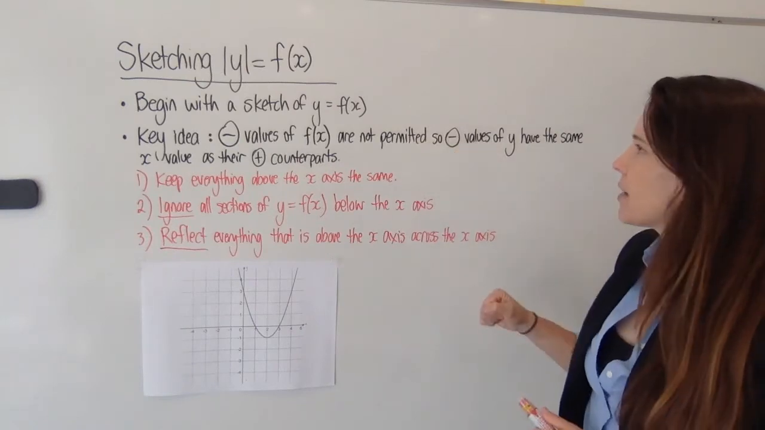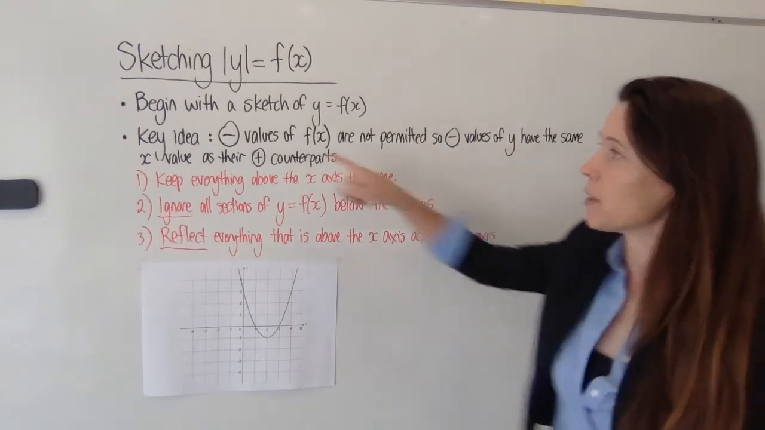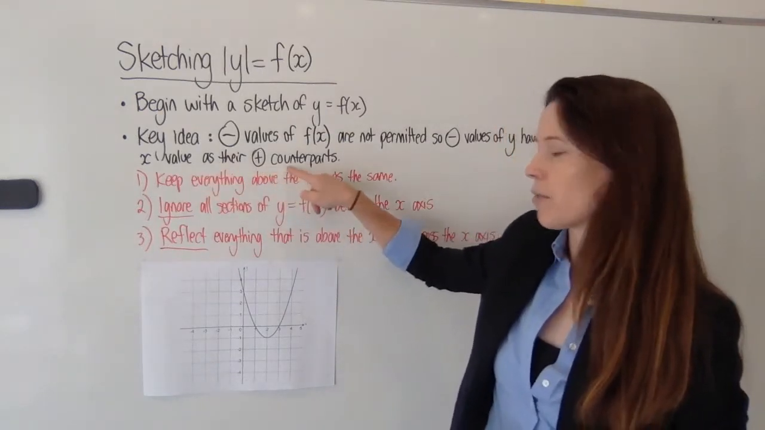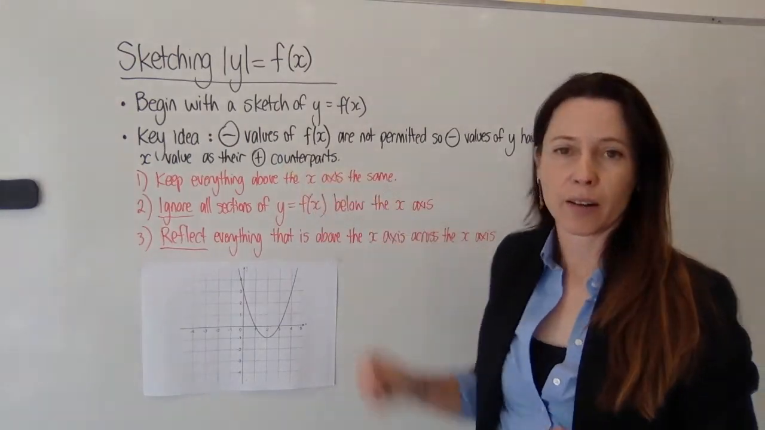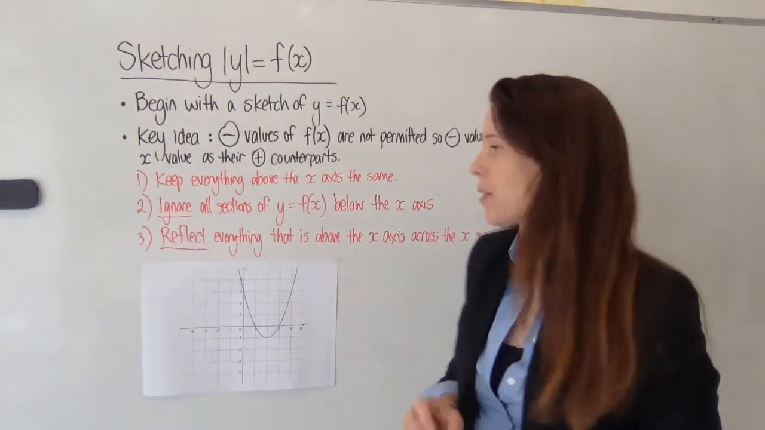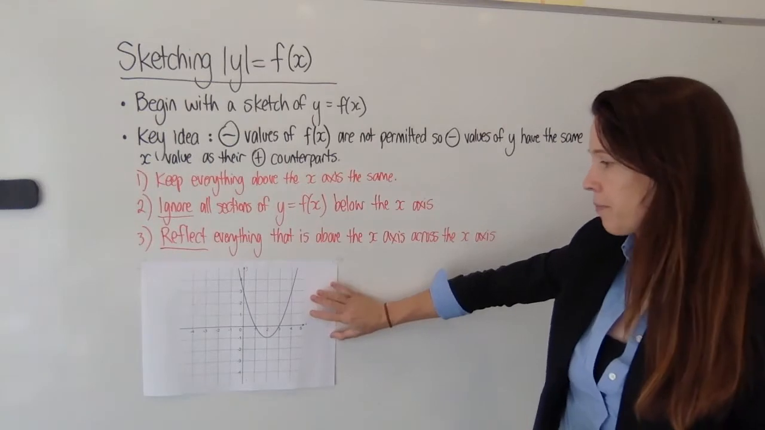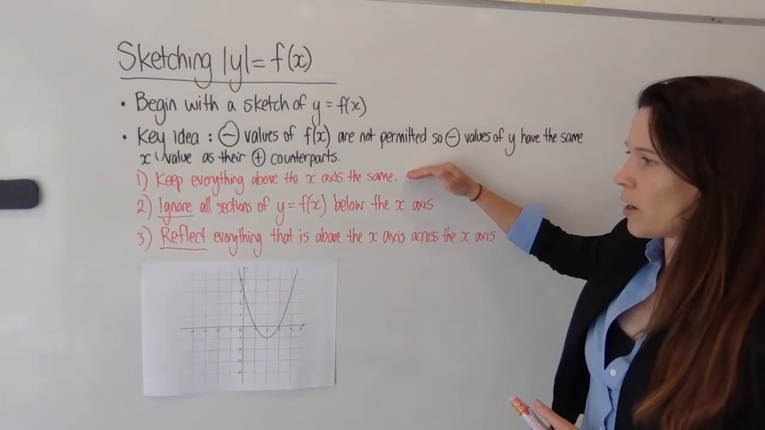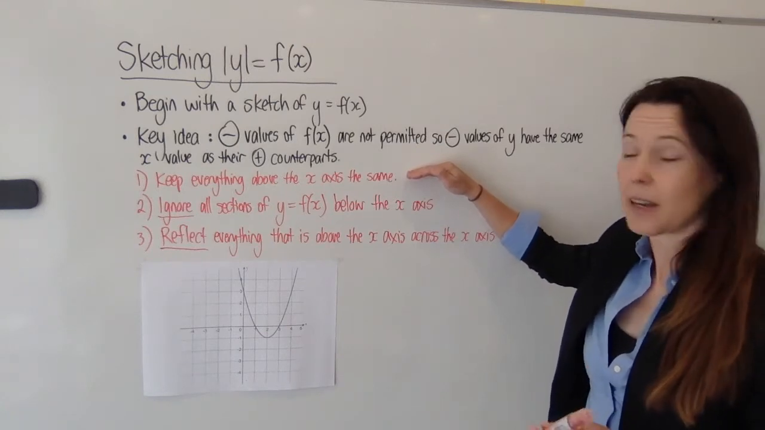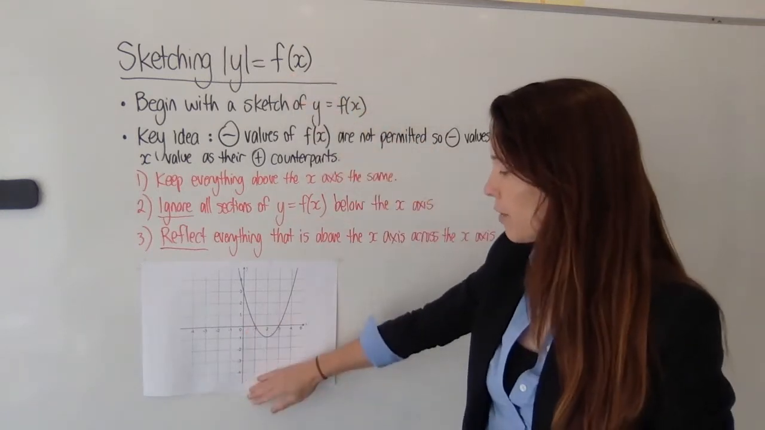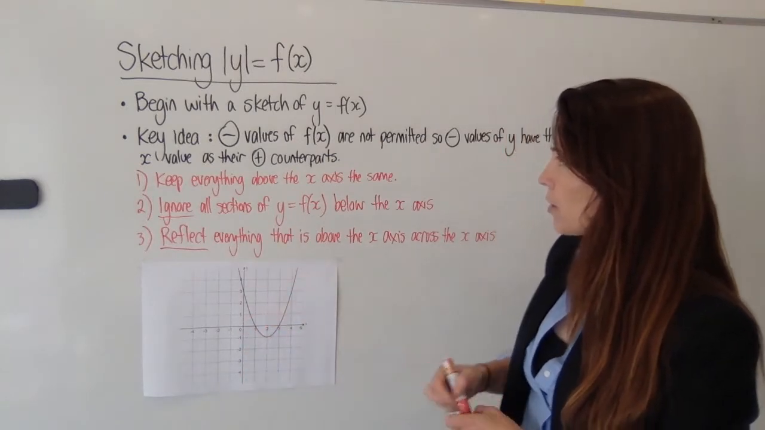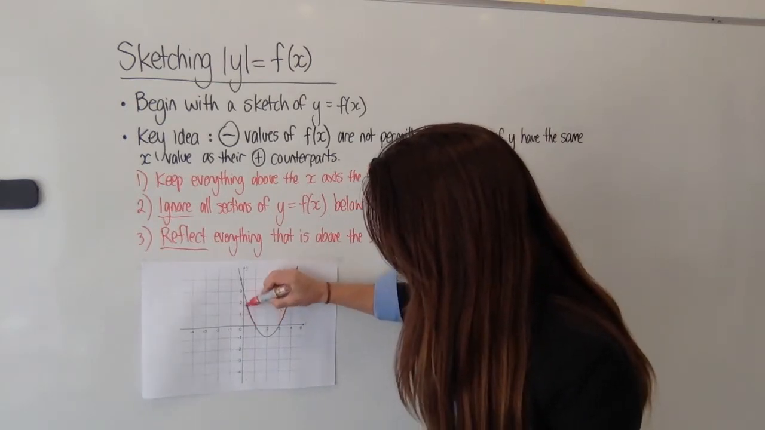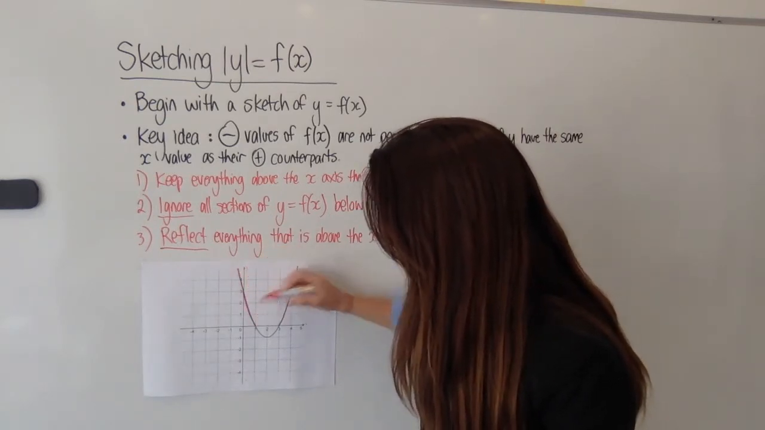But we also need to consider that the negative values of y, once we do this to them, have the same x value as their positive counterparts. So a little bit like our absolute value of just the x, but the other way around. Using the same exact function that we've used before so that we can compare the strategies, our first strategy is to keep everything above the x-axis the same. And that's because we don't want negative values of y, but we do want the positive values. So let's start by going over the parts that we want. And we have everything above the x-axis.